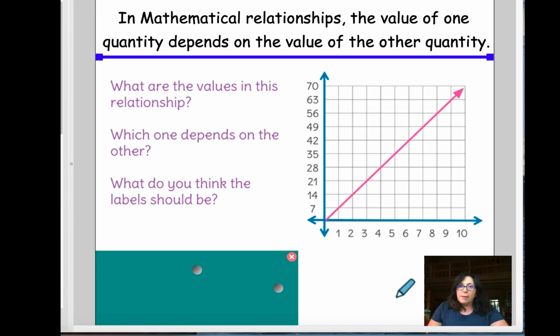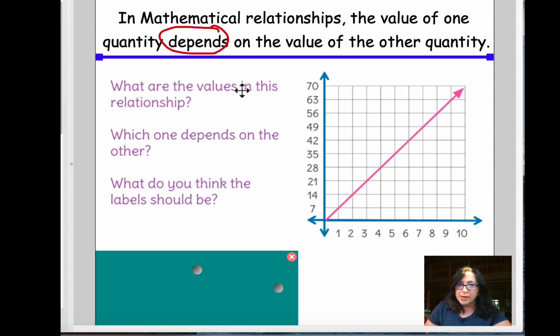So we're going to start some mathematical relationships. And so using these, basically, you're trying to model something in real life. So within math relationships, the value of one quantity is going to depend on the value of the other quantity. Like, can I go to the movies? Well, it depends if my parents say yes or no, right? So it's like something depends on something else.